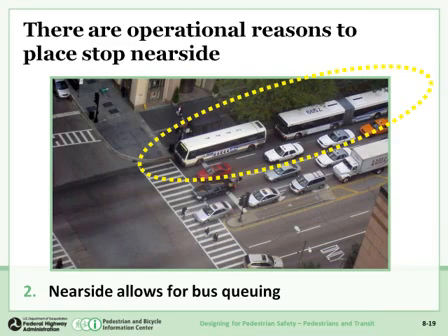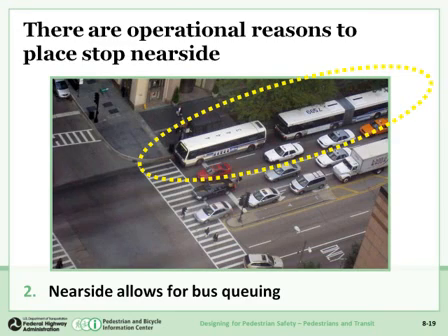Another reason is near side stop allows for bus queuing. As you can see in this photo, there's two buses that are queuing on the near side of the intersection. Buses can't queue on the far side of the intersection, basically, especially if there's multiple routes that are being served at the specific location. If there's multiple routes being served, then you really can't place it on the far side very effectively.